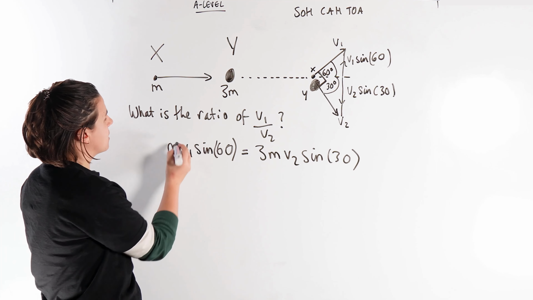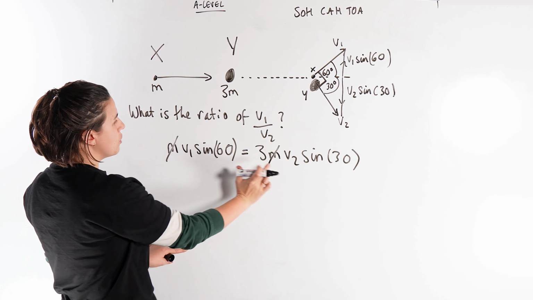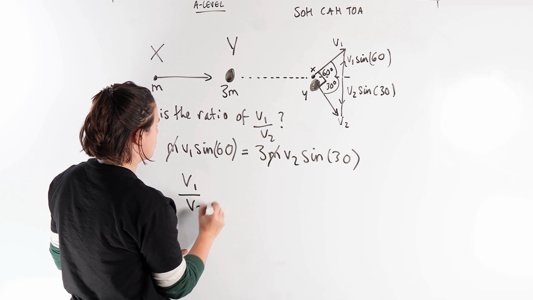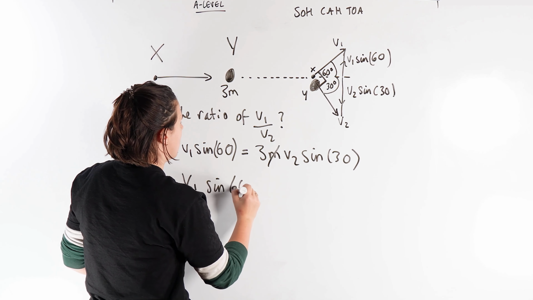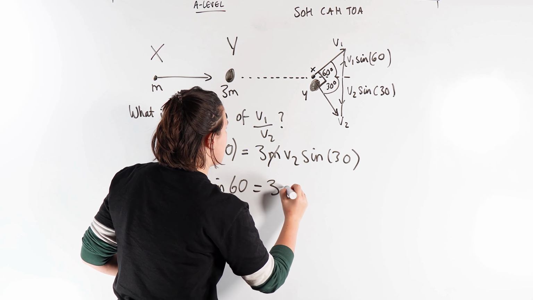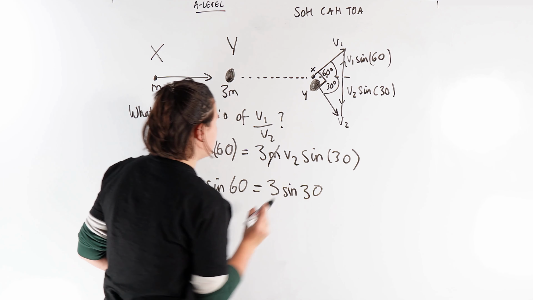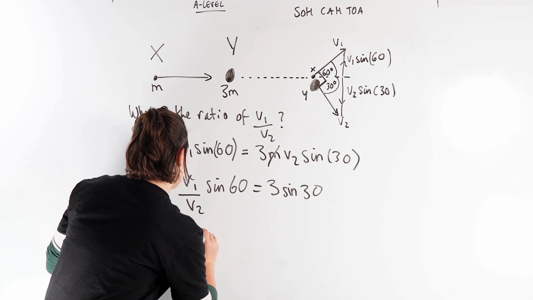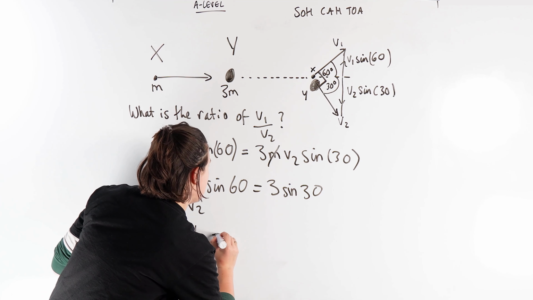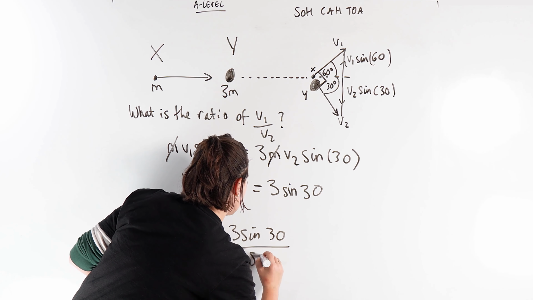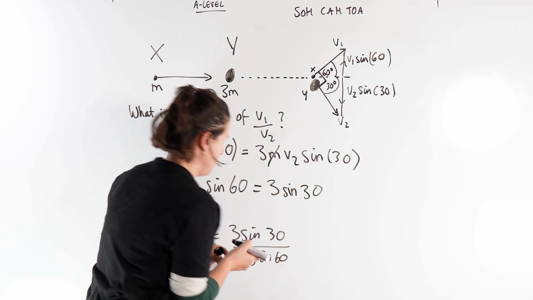Right, let's see what I can cancel. I can get rid of my m's. That's a good start. Okay, I'm looking for the ratio of V1 to V2, so I'm going to move my V2 over here. So V1 divided by V2 sine of 60 is 3 times sine of 30. I need to get V1 divided by V2 on its own, so V1 divided by V2 equals 3 sine 30 divided by sine of 60.